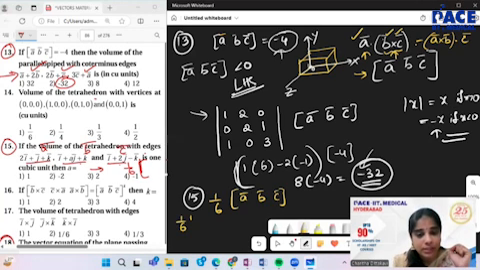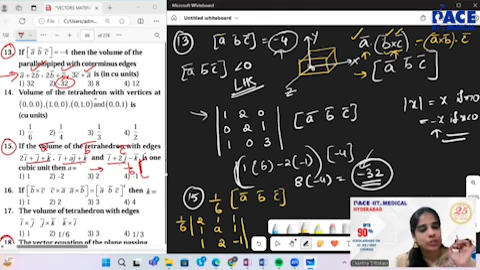So it is 1/6 of the determinant of 2, 1, 1. Next 1, A and 1. And next we have 1, 2, and -1. So just find the determinant. And they said the volume is 1 cubic unit. Equate it to 1. Resolve this and get the value of A from there.